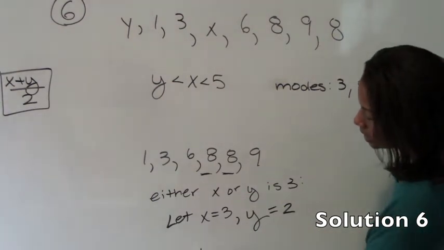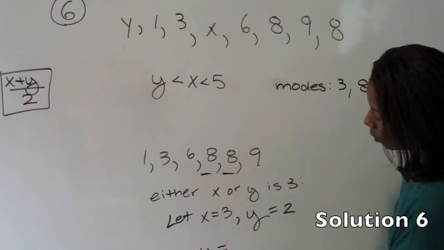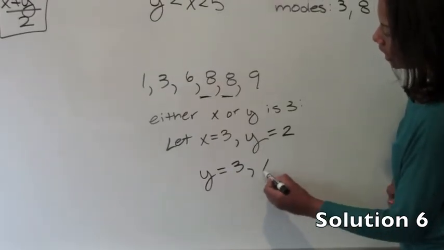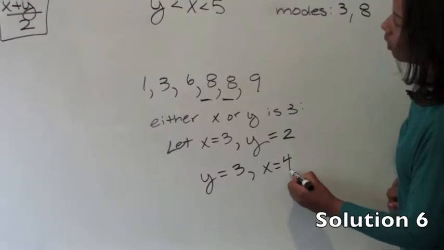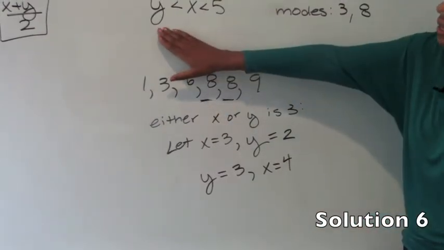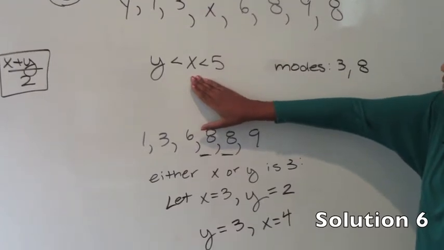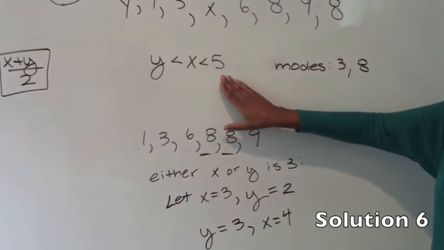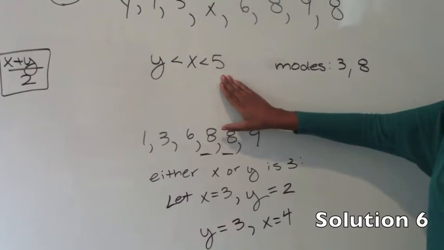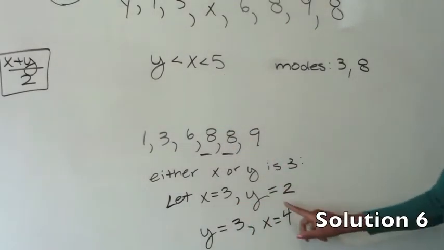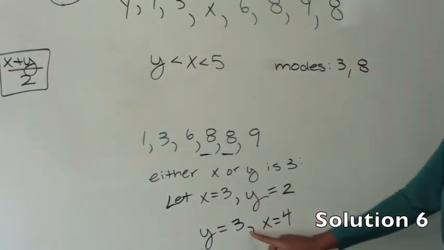But the other case is that it's possible that y could be 3. So if y is 3, then x would have to be 4. Because if y is 3, x has to be more, so x could be 4, and x cannot go above 4 because it has to be less than 5, and it is an integer. So we are asked for what the average could be, so we have to take the average of this set of numbers and the average of this set of numbers.